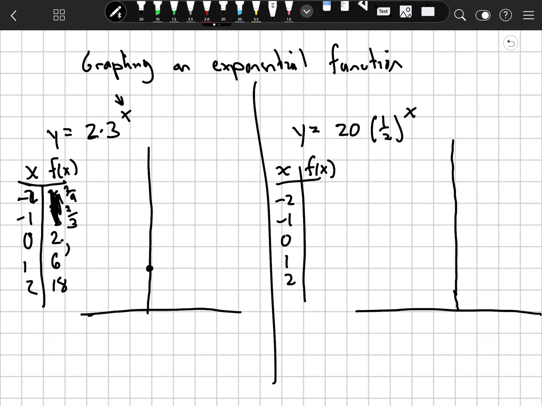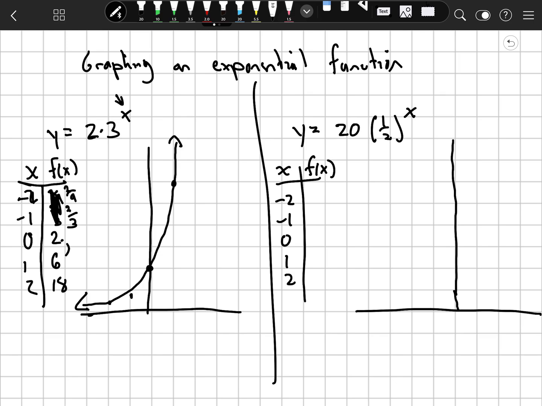So we've got (0, 2). We've got (1, 6). Right there. We've got (negative 1, 2/3). And we've got (negative 2, 2/9), and so on. And so it kind of goes like this. It's an increasing function, kind of like that.